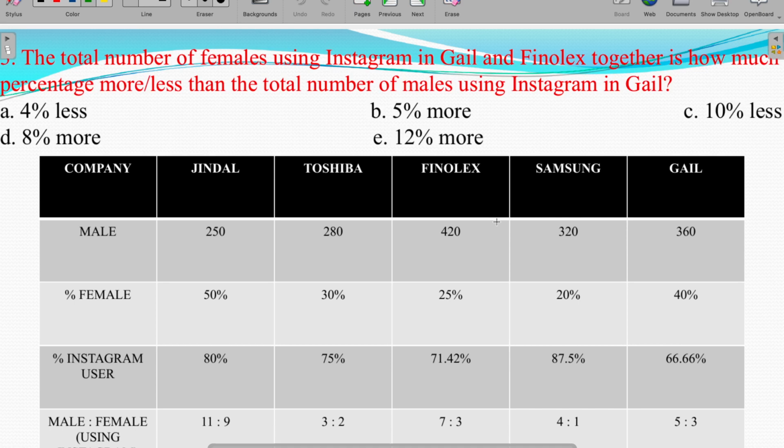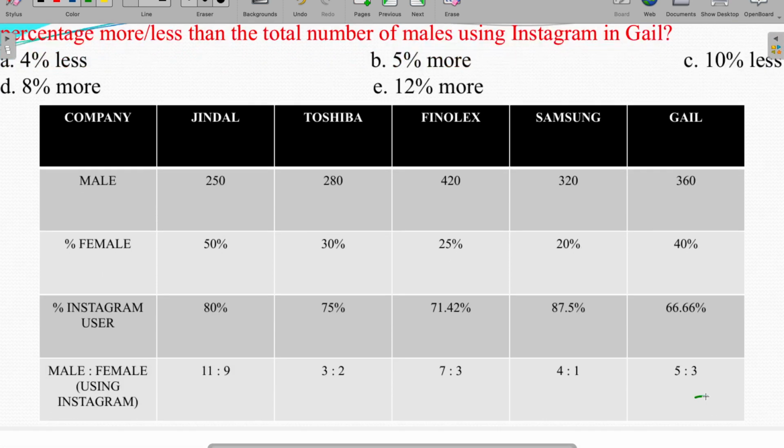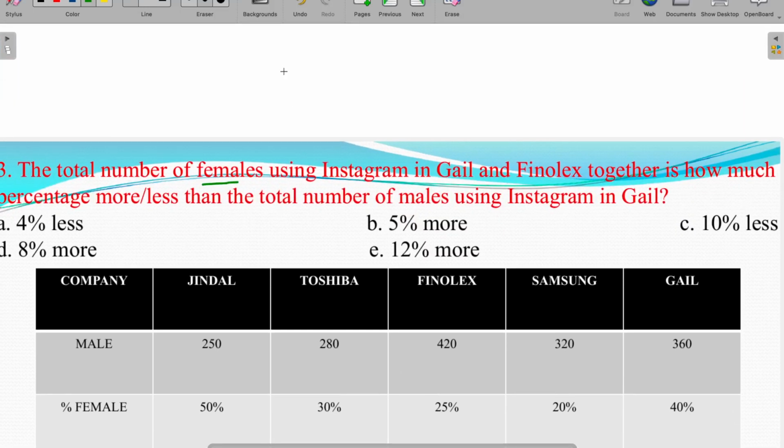Next question: the total number of females using Instagram in Gale and Phonolex together. Females in Gale, we know the answer will be 150. We already found that females in Phonolex will be 120. That we already have written. So the total number of females using Instagram in Gale and Phonolex is equal to 270.